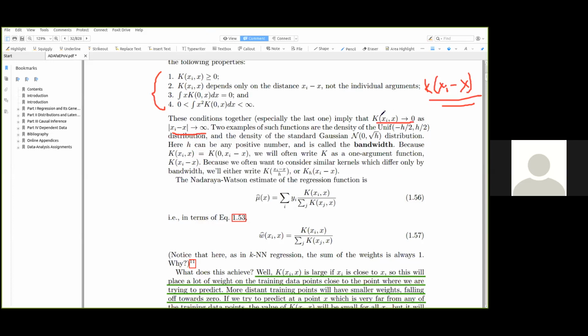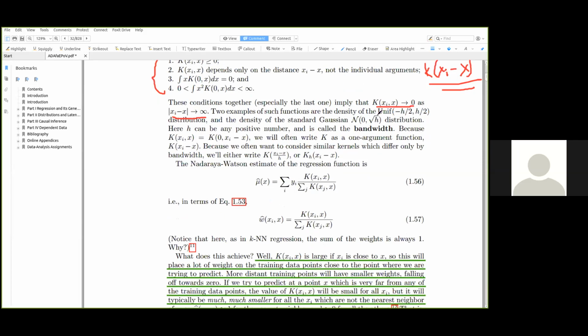So there are two types. They've given two examples of the function. One is the density of the uniform function, the uniform kernel, which is also known as the boxcar kernel. And the second is the density of the Gaussian curve, the standard Gaussian normal curve, with the square root of h as the standard deviation.